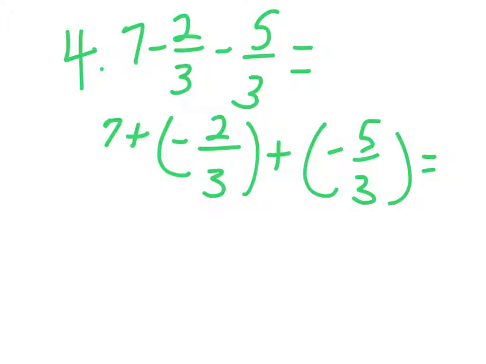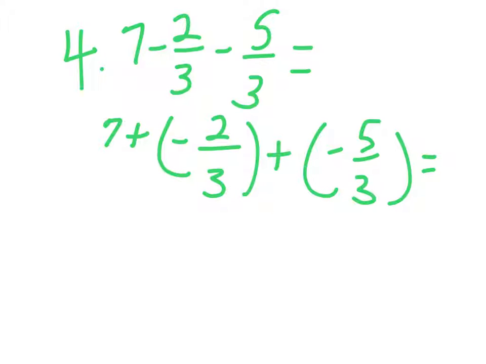On this example here, we have 4 minus 2/3 minus 5/3, which equals 7, and then we have plus the negative 2 over 3 plus negative 5 over 3. And this problem could be done several different ways. I'll show you the way that the book is doing it, but I want to make a couple of other comments about it. So in this case, we're going to add the opposites here.